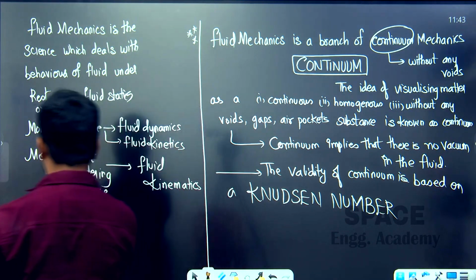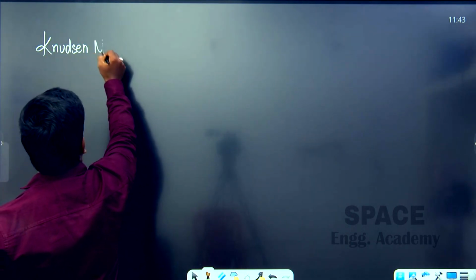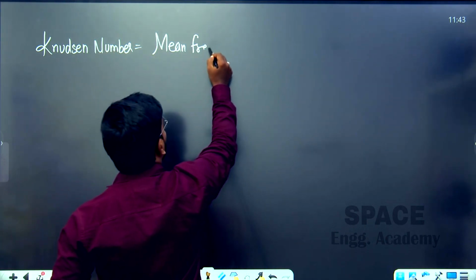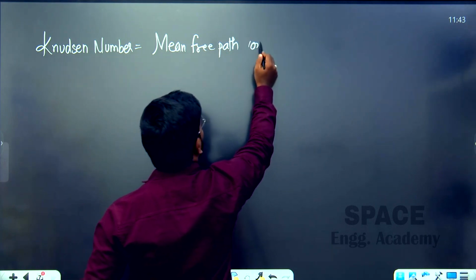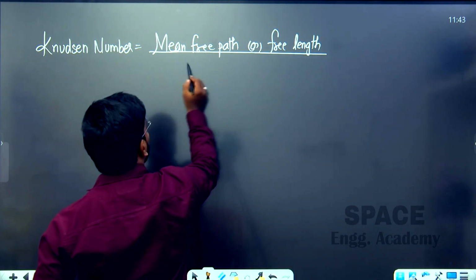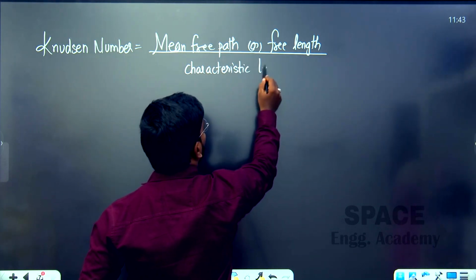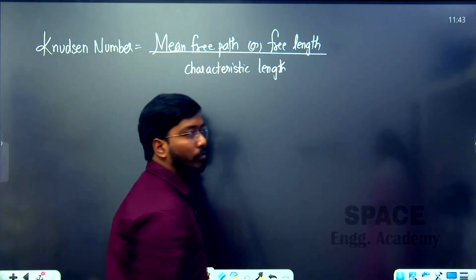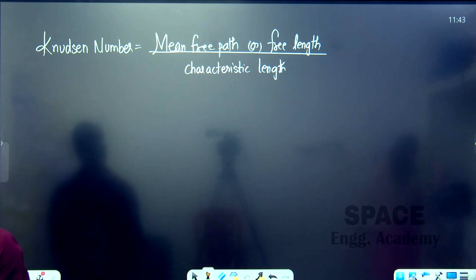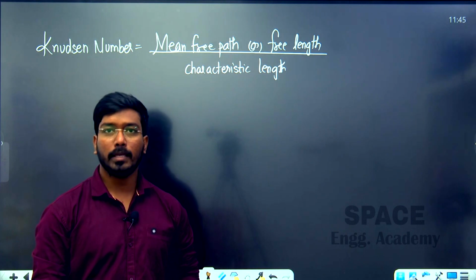So what is this Knudsen number? Knudsen number is defined as mean free path, or free length, divided by characteristic length. Go through it, try to memorize the formula. So what is the Knudsen number formula? Mean free path or free length divided by characteristic length.